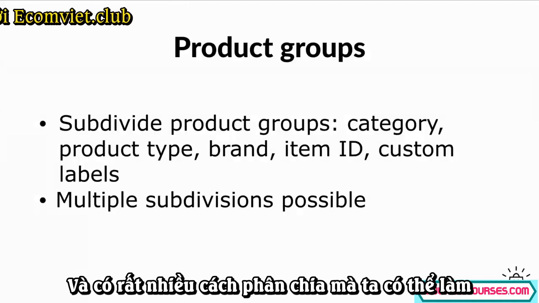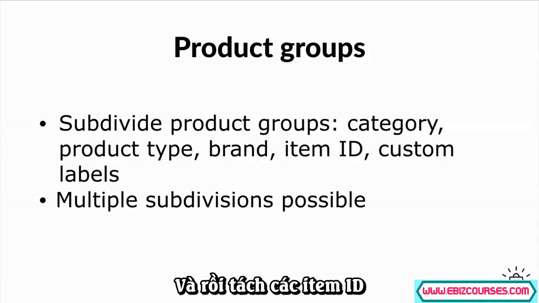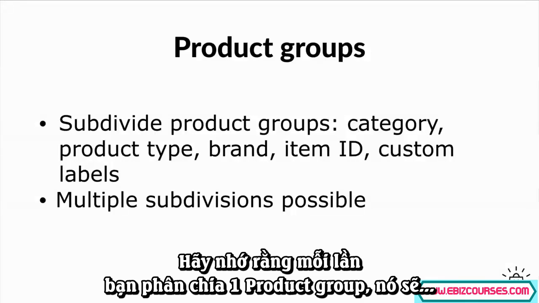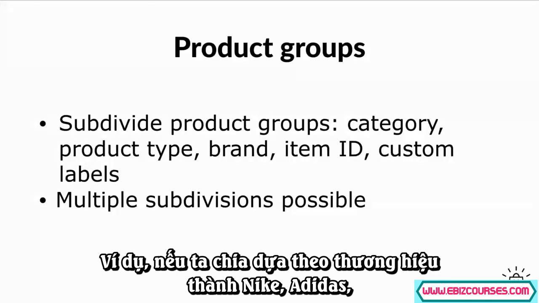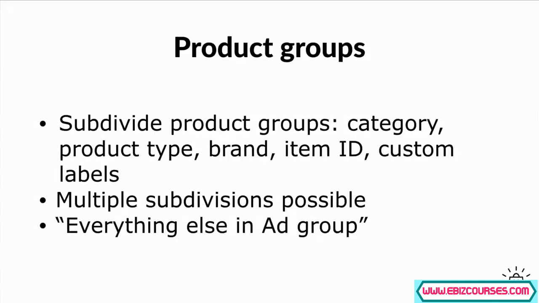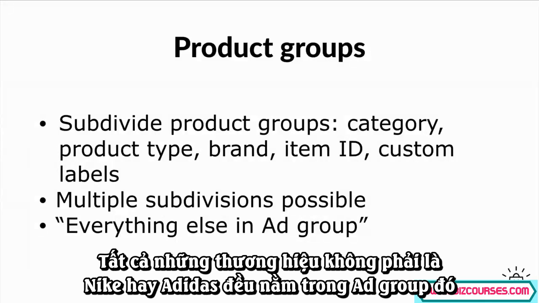And there are multiple subdivisions possible. So you can first subdivide them on brand, and then on product type, and then split out the actual item IDs. And know that every time you subdivide a product group, for example on brand, and we subdivide it into Nike and Adidas, automatically Google Shopping will create an "everything else in ad group" product group. That's sort of a catch-all for all of the products that we didn't select, so all of the brands that are not Nike or Adidas that are in that ad group.